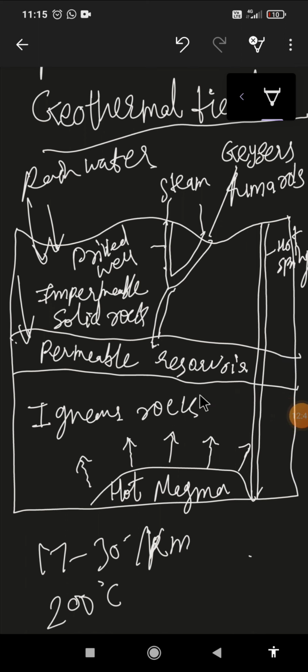Heat is supplied by the magma. This is the heat source, due to upward convection through igneous rocks below the porous and permeable rocks, thus forming a giant underground boiler. The high pressure and temperature water or steam from this giant boiler rises through cracks and fissures in the solid rocks, and hot water or steam often escapes through fissures in the rock, thus forming hot springs, geysers, fumaroles, etc.